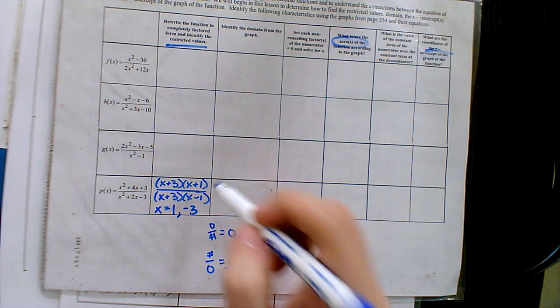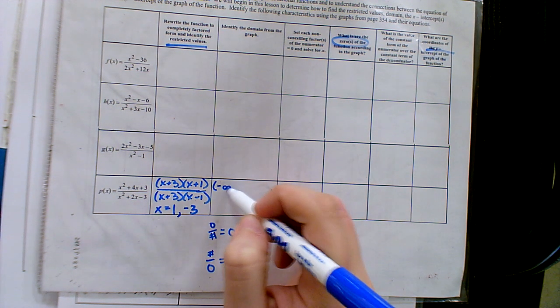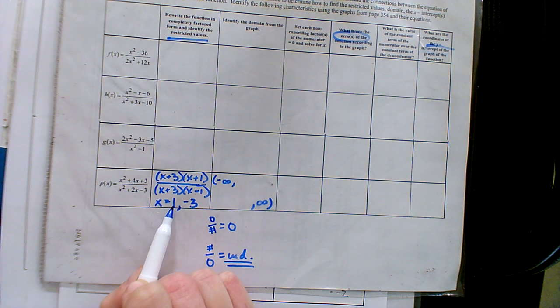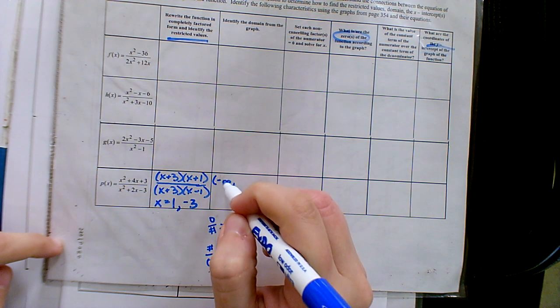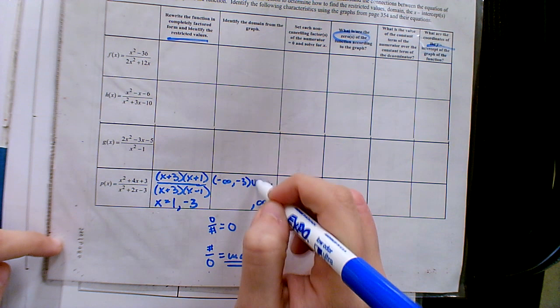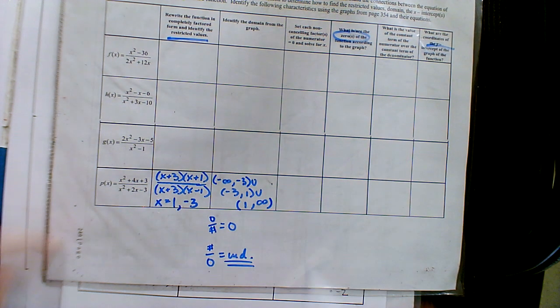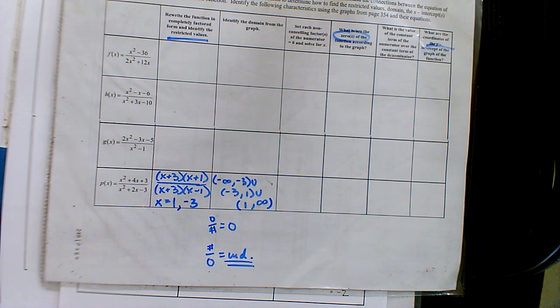Alright, so if these are the two numbers we cannot plug into the fraction, then we should be able to use those to help us write the domain. Okay, we know we can plug in any number we want into a fraction as long as the bottom is not 0. So we're going to go from -infinity to +infinity, but we're going to skip over -3 and 1. So we'll go from -infinity to -3, -3 to 1, and then 1 to infinity.